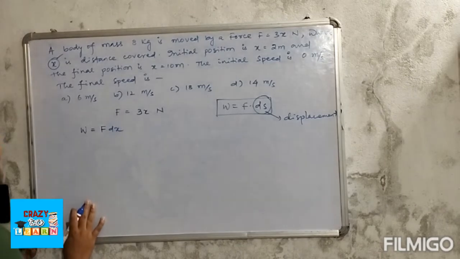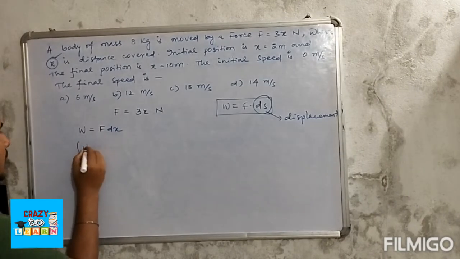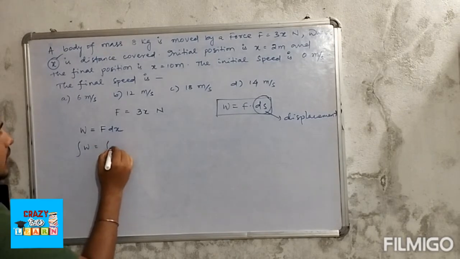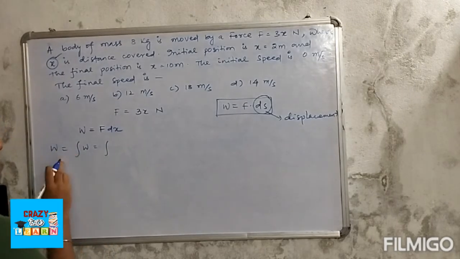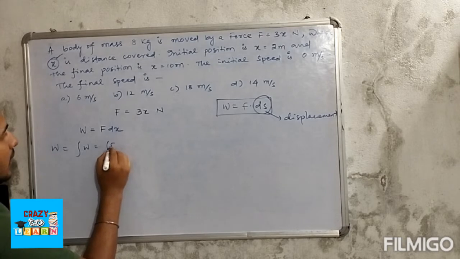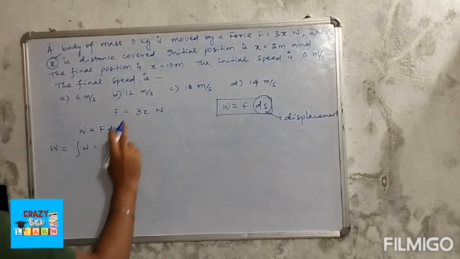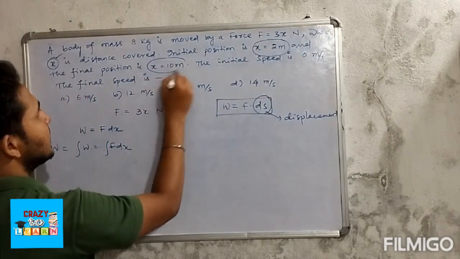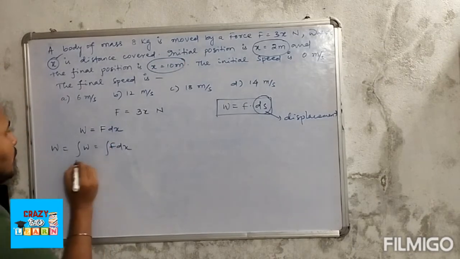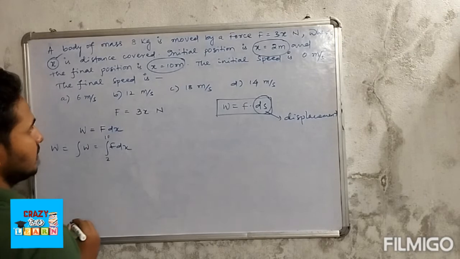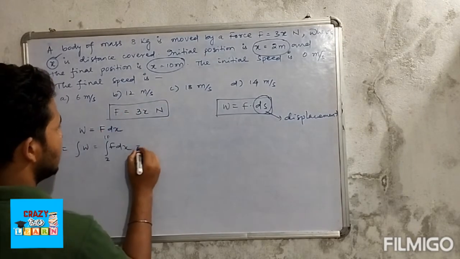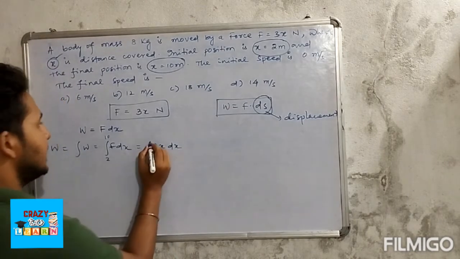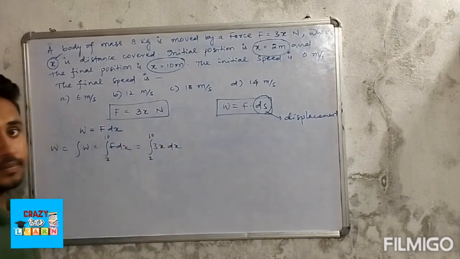So integrate both sides. What will you get? Work done W is equal to the integration of F dx, and the limits of x are from the initial 2 meter to the final 10 meter. So we will maintain the limit from 2 to 10, and the value of F is 3x, so integration of 3x dx from 2 to 10.